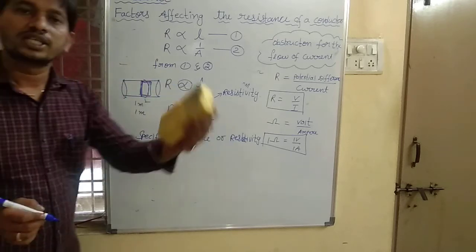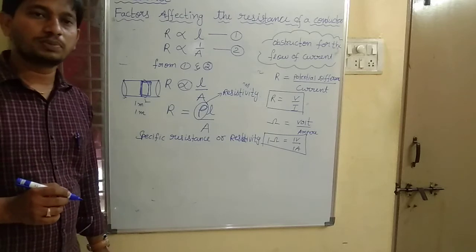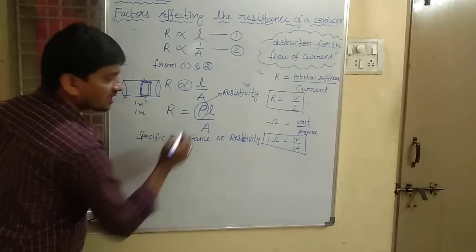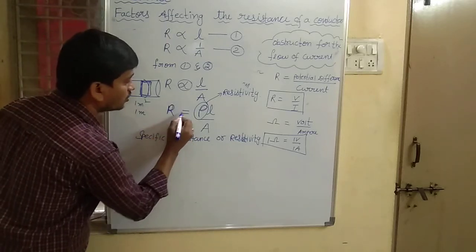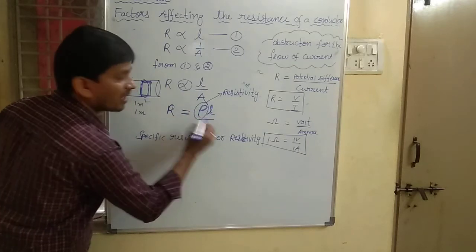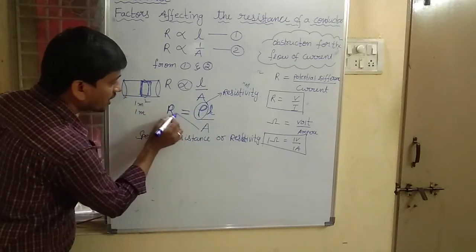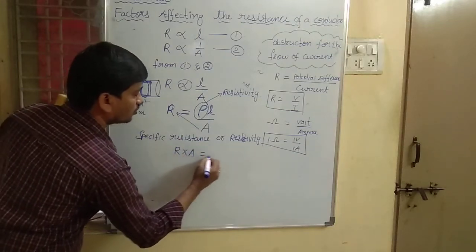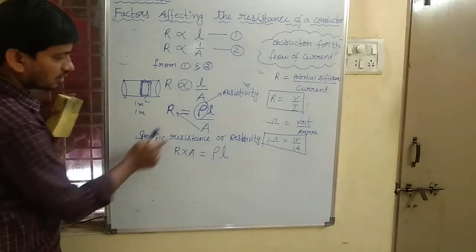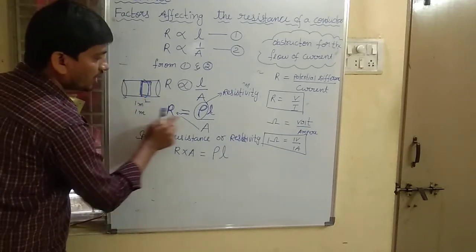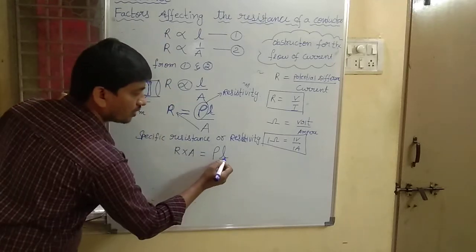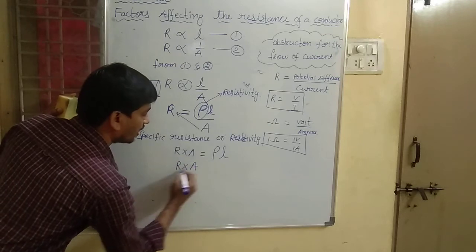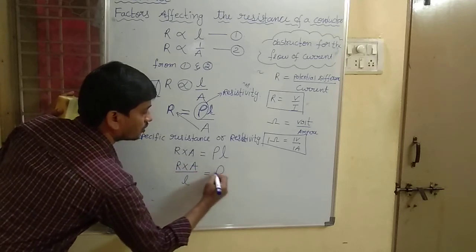Which gives us specific resistance. Let me write the equation for specific resistance. As we got R equal to rho L by A, by cross multiplication R into A equal to rho L. Now what you do? You take L to the left hand side, that is R into A by L equal to rho.